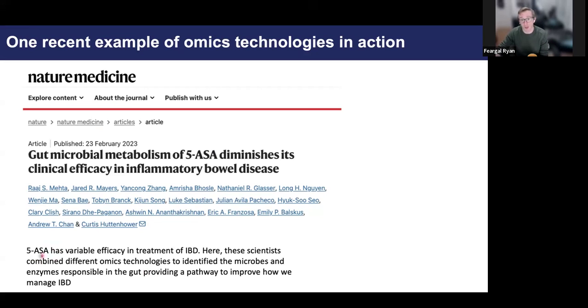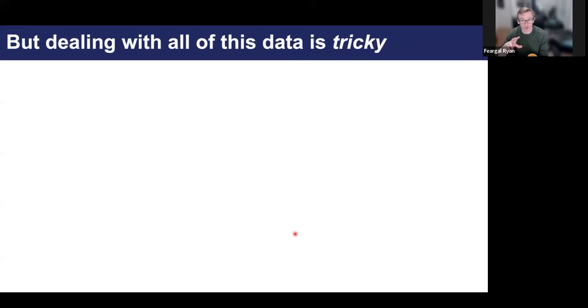And that will help improve the efficacy of something like 5-ASA, which hopefully will keep your IBD from going into flare. IBD is a very, very tough disease for those that are living with it and managing it. So these types of things are extremely important if we're able to make medicines work better, basically by using this. But dealing with all of this data is very, very tricky.